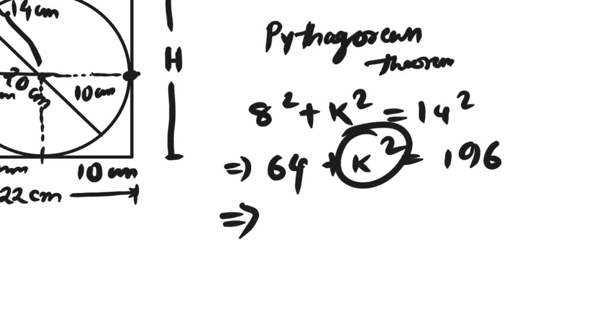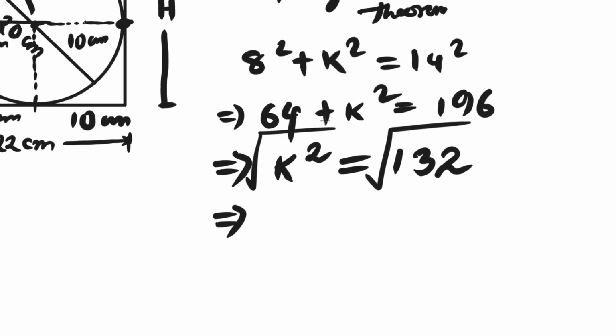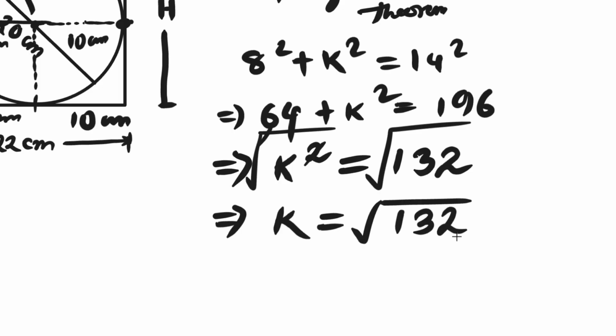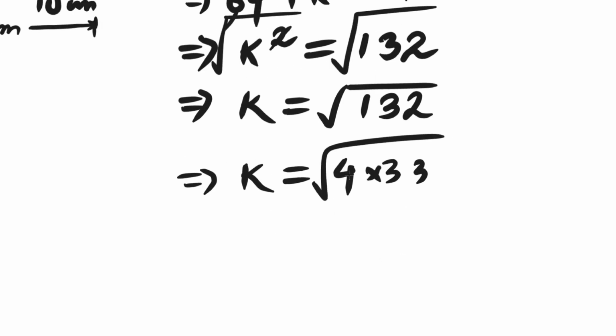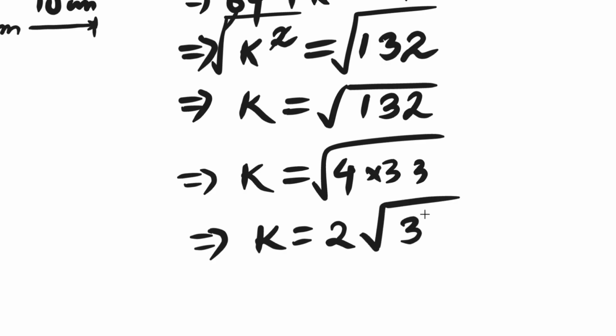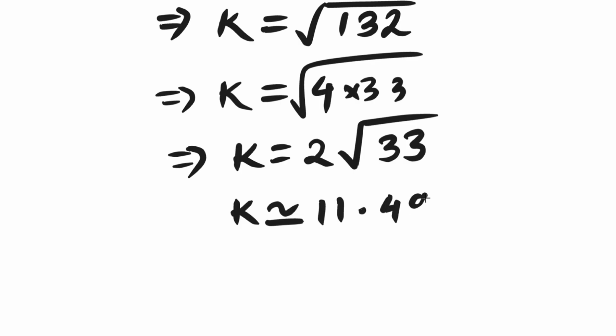Now we want to isolate k squared, so we subtract 64 from both sides. 196 minus 64 equals 132. Therefore, k squared equals 132. To find k, we take the square root of both sides because the square root reverses the squaring operation. This gives us k equals the square root of 132. We can simplify that because 132 is 4 multiplied by 33. The square root of 4 is 2, so k equals 2 multiplied by the square root of 33. As a decimal, this is approximately 11.49 centimeters.